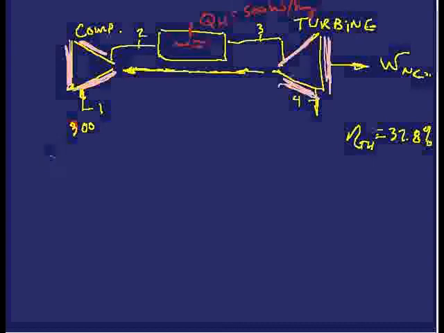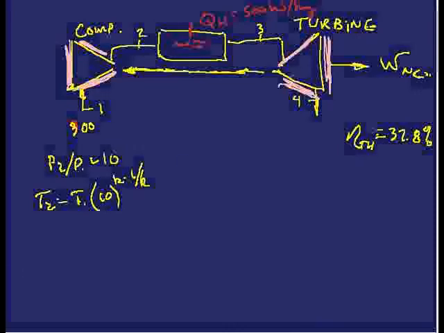So P2 over P1 is equal to 10. So if we have a reversible adiabatic compressor, we can get T2 is equal to T1 times 10 to the (k minus 1) over k. k is 1.4. Plug that in with T1 equal to 300, and you find that the outlet temperature of the compressor is 579.2 Kelvin.